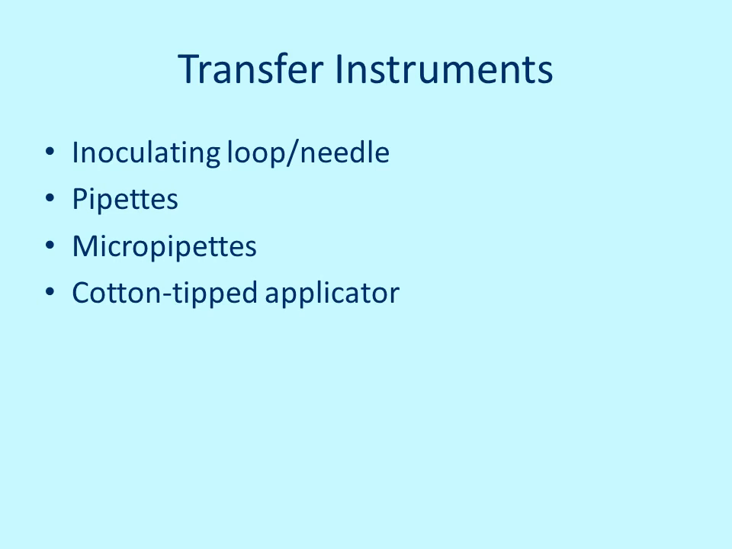Sometimes you use pipettes for transferring liquid. Sometimes you will use a micropipette. This is for transferring very small amounts. Sometimes you may use a cotton tip applicator that has already been, once again, pre-packaged, pre-sterilized, and you will just dip that typically into a liquid medium and then use it to either inoculate a tube or a spread plate.